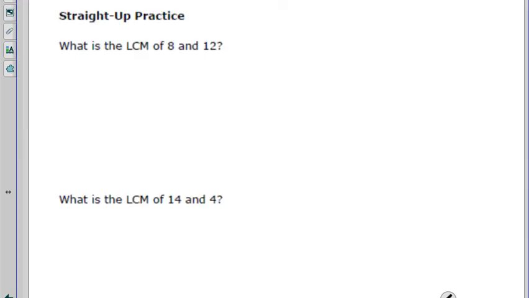Here we are with the straight up practice, wrapping things up. We're looking for 2 quick least common multiples, one for 8 and 12, one for 4 and 14. And what I'd like you to do is, you can list it. You can do factor trees, whatever floats your boat.